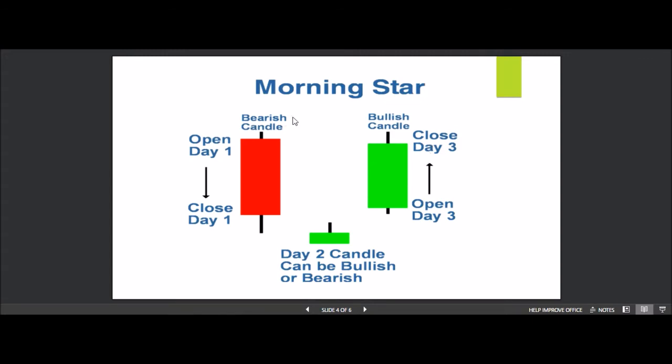This is day 1 represented here. We have the bearish candle forms. This is the open. This is the close. Obviously, that's a red candle. Closes lower than it opened for the day.